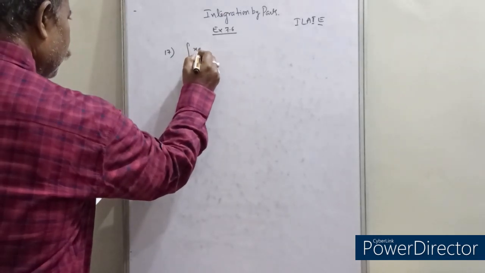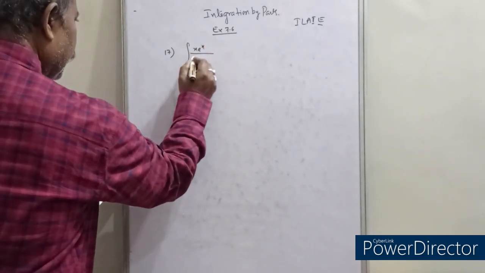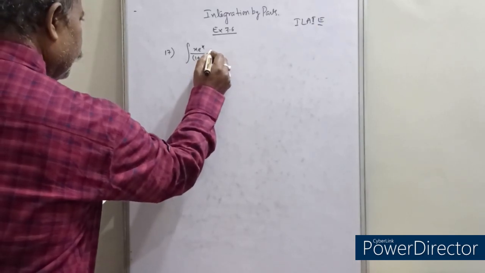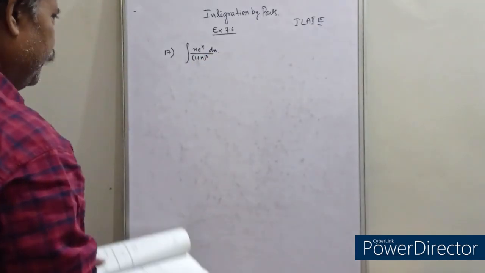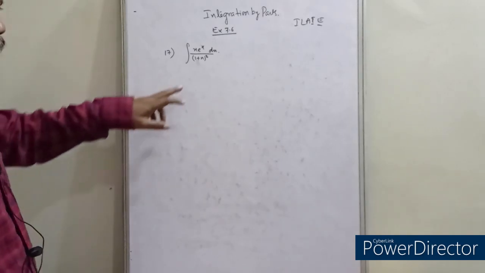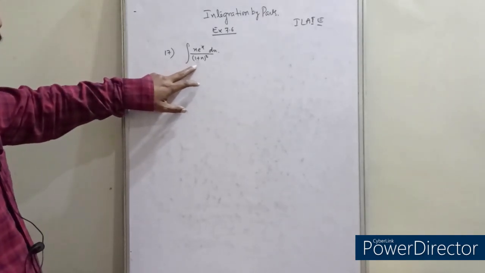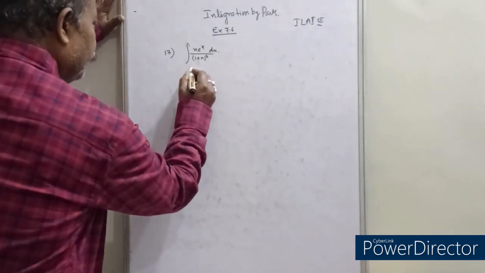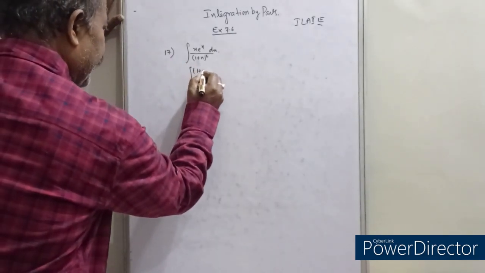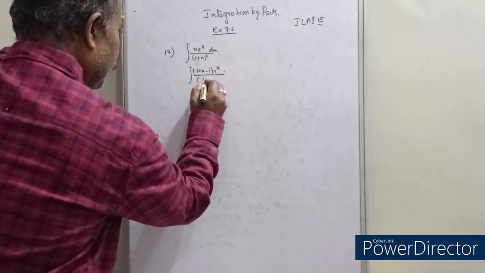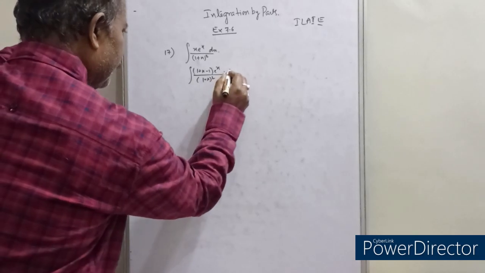Integration of x e to the power of x by 1 plus x the whole square dx. So here you see how to integrate it. Here I am going to do one thing: 1 plus x minus 1, e to the power of x, by 1 plus x the whole square dx.